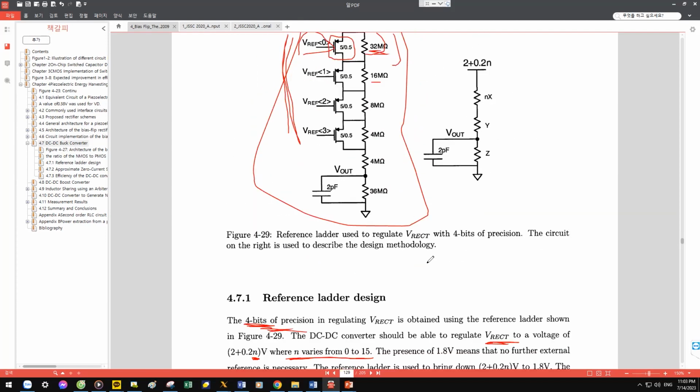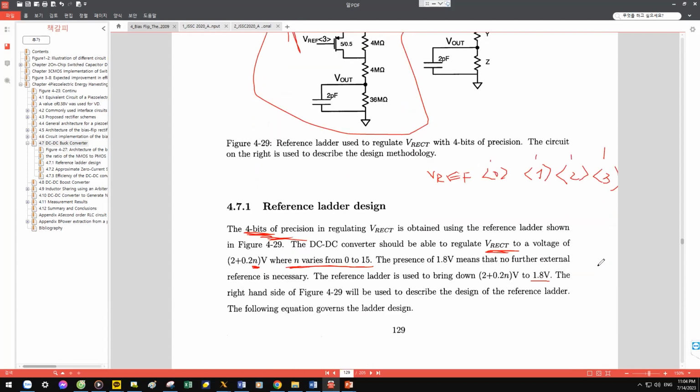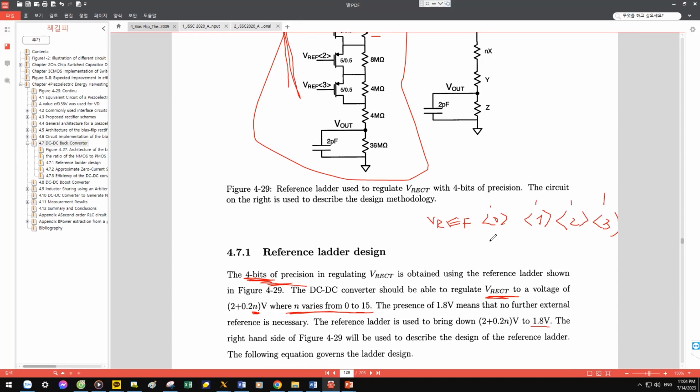Okay, okay. We have VREF 0, 1, 2, 3. It is 4 bit, right? This 1 bit, 2 bit, 3 bit, 4, right? Okay. VREF 5 volt. 5 volt means 5 volt.